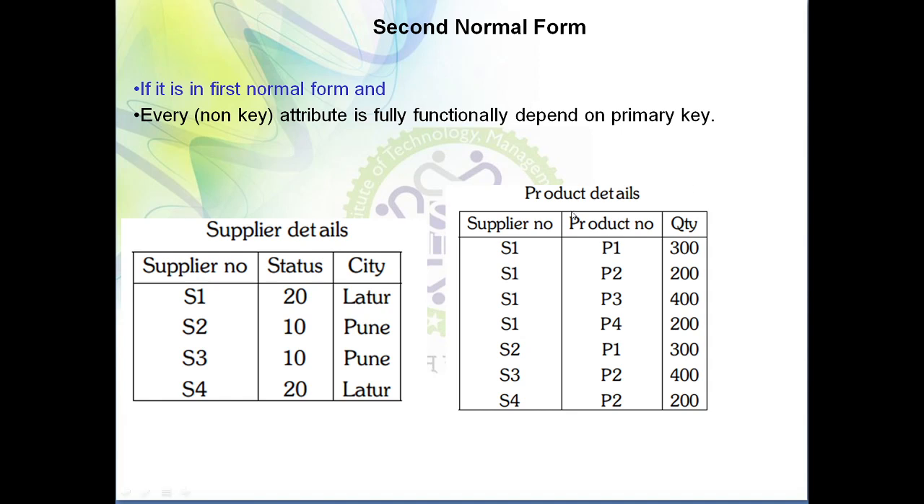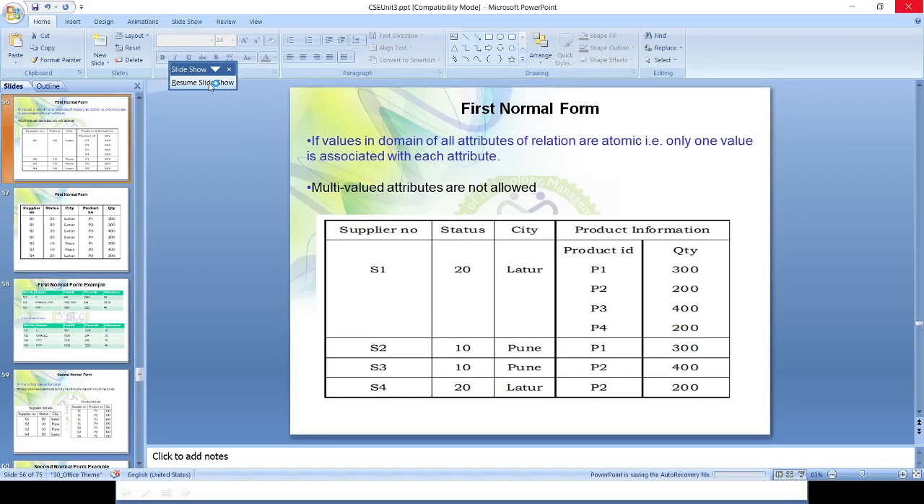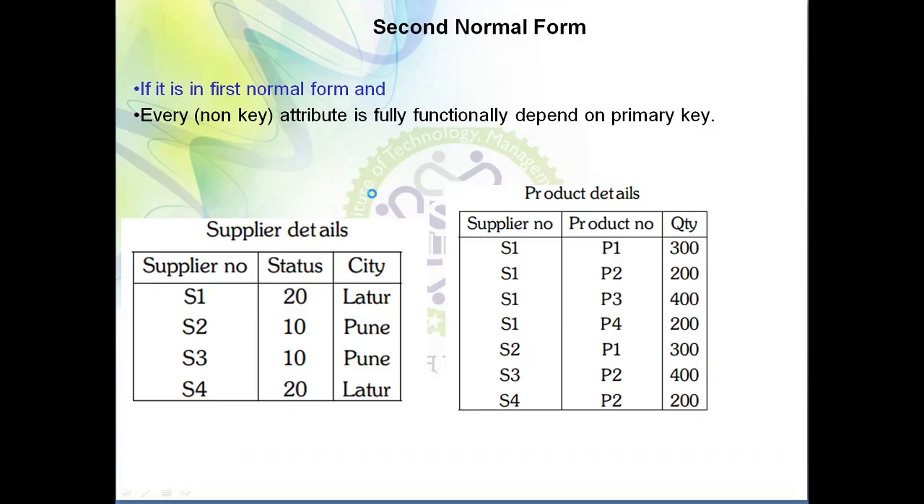Now just check whether this product details table is in the third normal form or not. So in this case, what is the primary key? The primary key is formed with two attributes, supplier number and product number. So these two are the key attributes, whereas quantity is a non-key attribute. So in this case, is there any possibility of transitive dependency? No. Why? Because only one non-key attribute is there. So there is no possibility that one non-key attribute can find the value of another non-key attribute. So we can say that the product details table is in the third normal form, but your supplier details table is not in the third normal form.